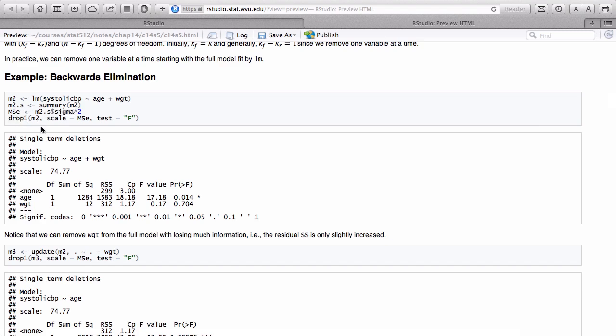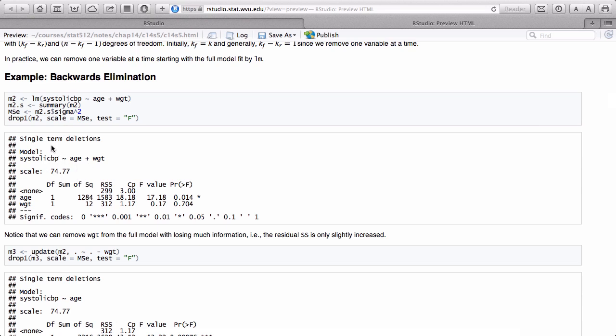Now what happens is that drop1 says, okay, take the full model, and I'm going to look at all possible choices of dropping 1. This will give you several different criteria. It will give you the residual sums of squares, it will give you the Cp for each of those models, and it will give you the f-test. So, let's take a look at this.